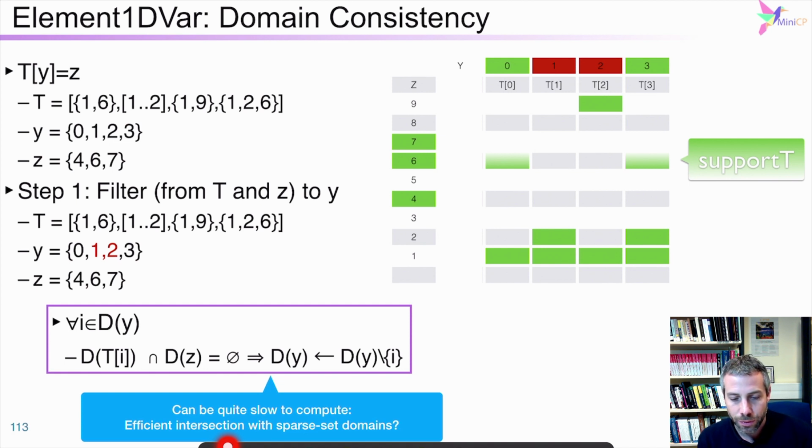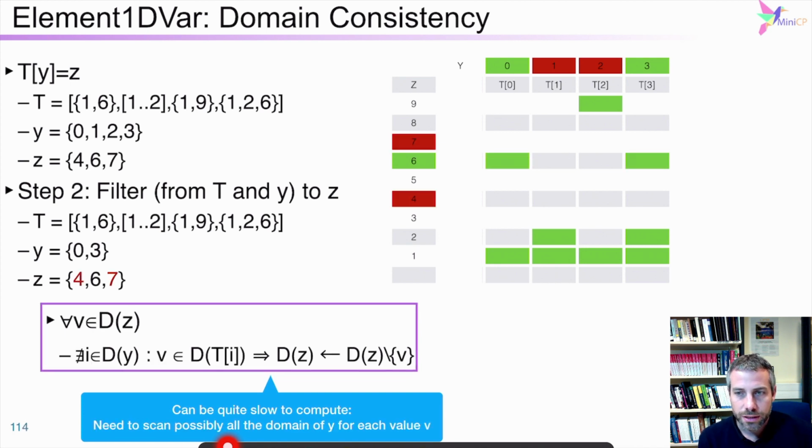That was the first step: filtering from T and Z in the direction of Y. And so in that case, the two values that we'll store in the support caching values are these two values because you see that these are the only ones that are common to both domains. So that's the two values that we would store in support of T for the index 0 and the index 3.